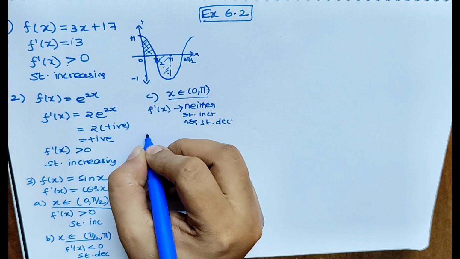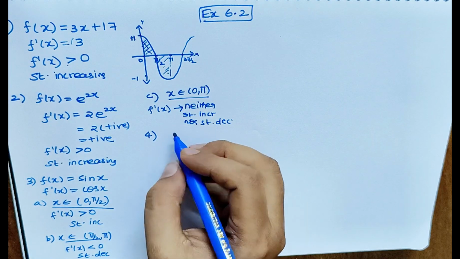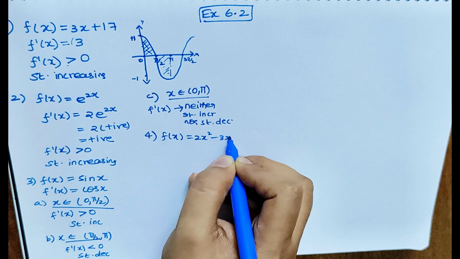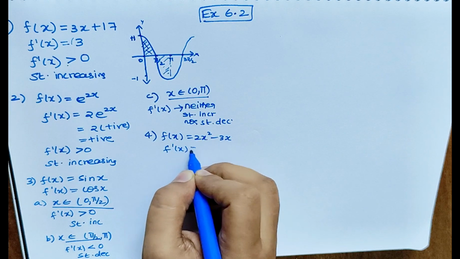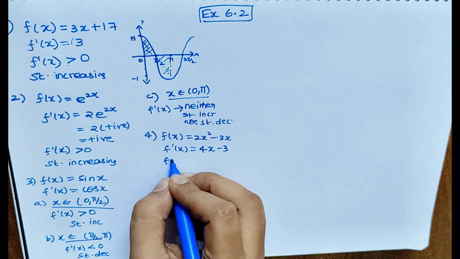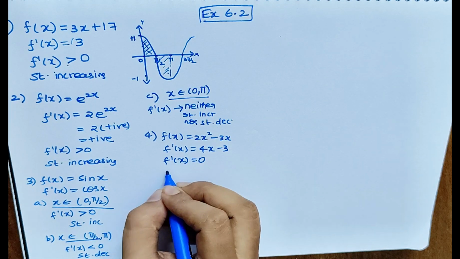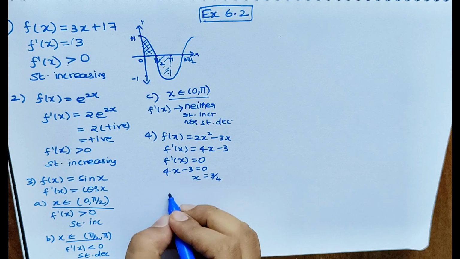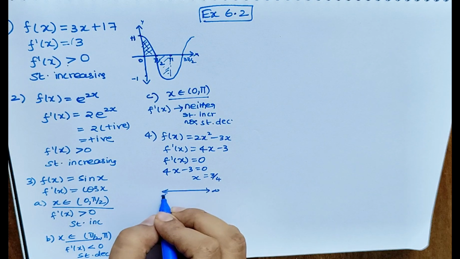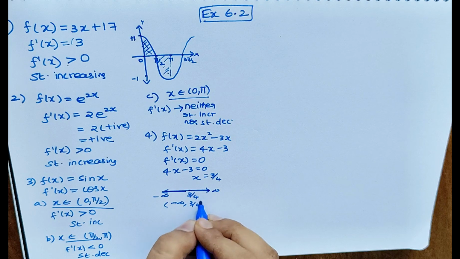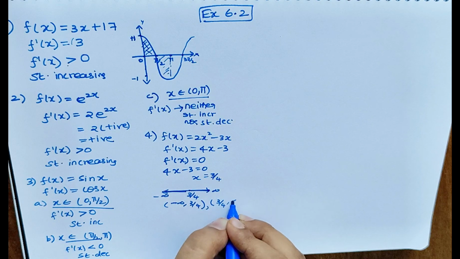Question number 4. Find the intervals in which the function given by f of x is equal to 2x square minus 3x is increasing or decreasing. The derivative as usual we will do, it is 4x minus 3. To find the x value, we will equate the first derivative to 0. Okay, that is 4x minus 3 equal to 0, x is equal to 3 by 4. Draw the number line, minus infinity, plus infinity, and we have 3 by 4. So we have two intervals, minus infinity to 3 by 4 and 3 by 4 to infinity.